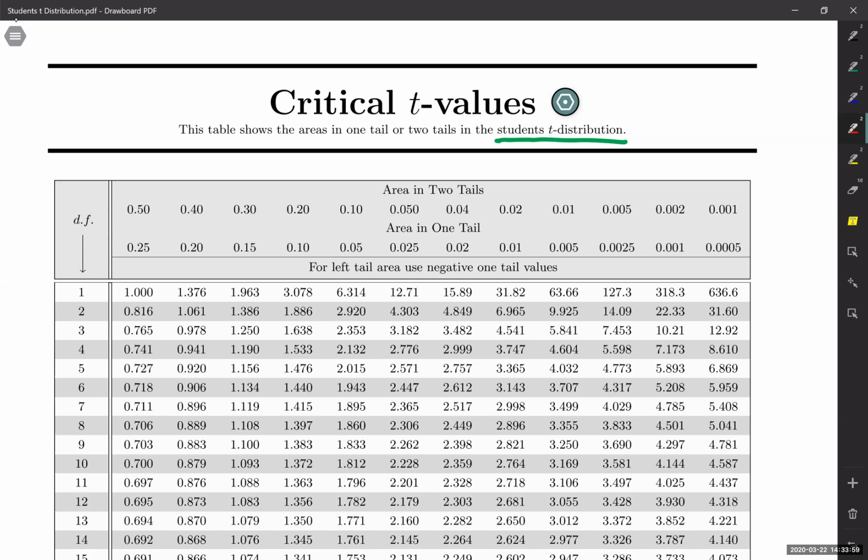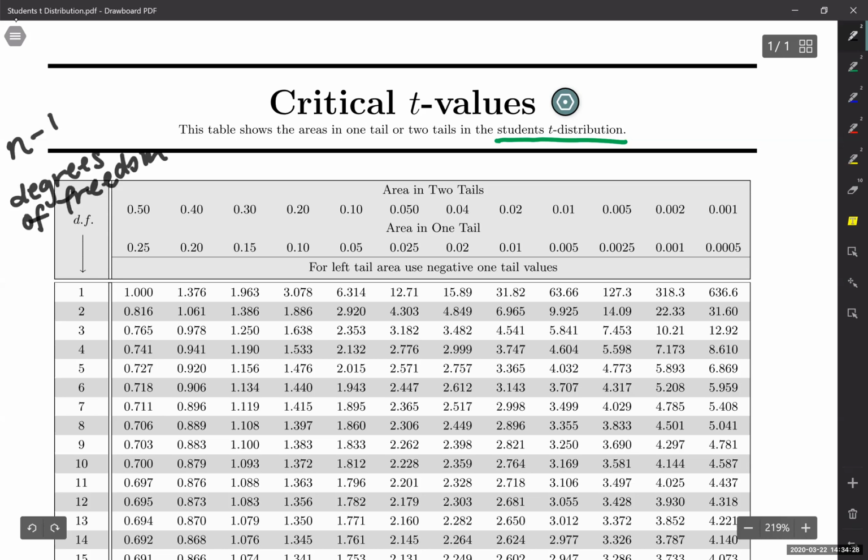But for what we're talking about today, what I want to familiarize you with are the features of this table. So over here we have DF, and that stands for degrees of freedom. And the degrees of freedom is n minus 1. That's a formula for the degrees of freedom. So if your sample size was 10, then 10 minus 1 is 9. So we would use the row for 9.